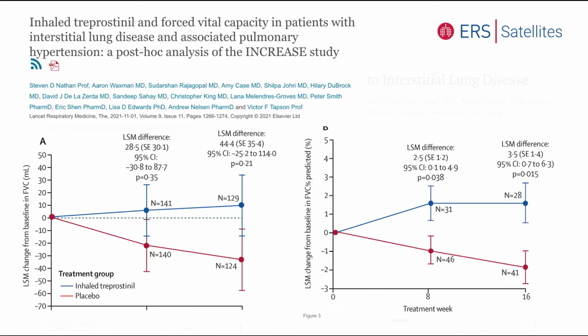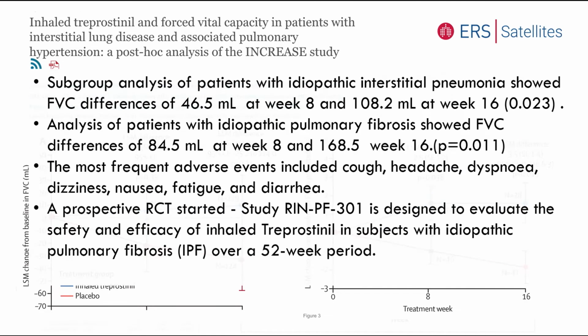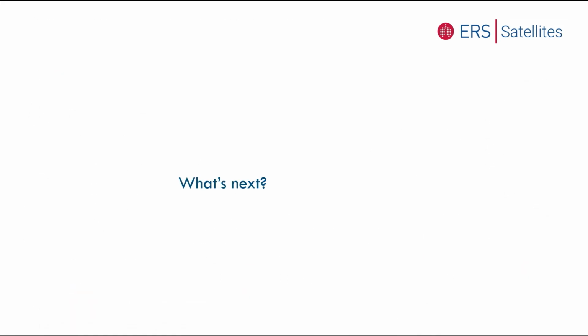Of course, it's hard to know in such small numbers and in the retrospective analysis if this is really an effect, or maybe just regression to the mean. However, this is exciting. And a prospective randomized control study designed to evaluate the safety and efficacy of inhaled treprostinil in subjects with idiopathic pulmonary fibrosis over 52 weeks has been started. So this is really exciting and a little bit unexpected. What's next?